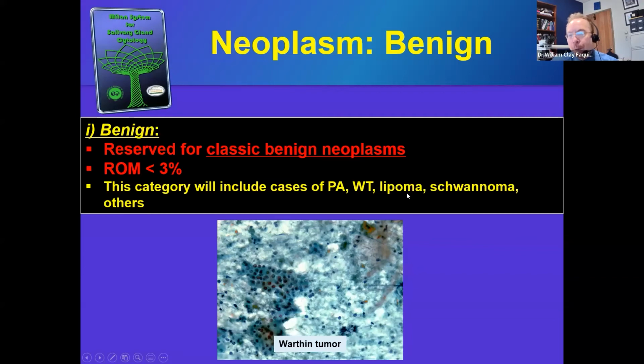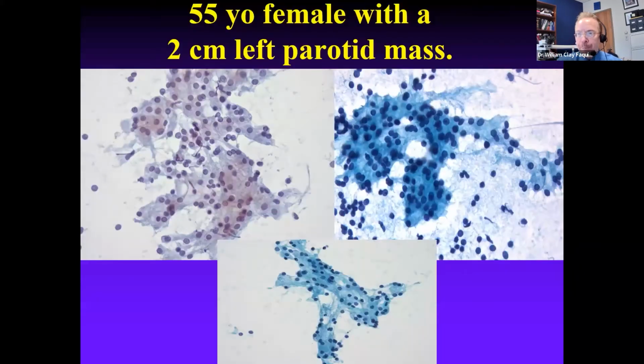Other things like lipomas and schwannomas would also fall into this classic benign category, and the risk of malignancy should be very, very low for this category. I use the word classic because if it's a strange variant of pleomorphic adenoma, and we'll come back to this in a few minutes, I wouldn't put it into this category. I'd put it into the sump category.